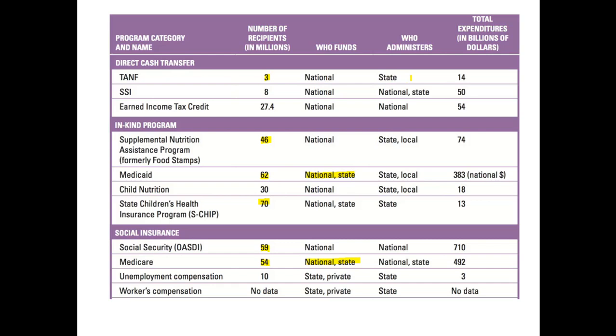And as far as who administers it, this is where it's been devolved down to the states, where the states have the power to administer these programs, even though the funding, most or all of it, may be coming from the federal government, as you can see on these right here. And then as far as the total expenditures, obviously the biggest tickets there are the Medicaid, Social Security, and Medicare expenditures.